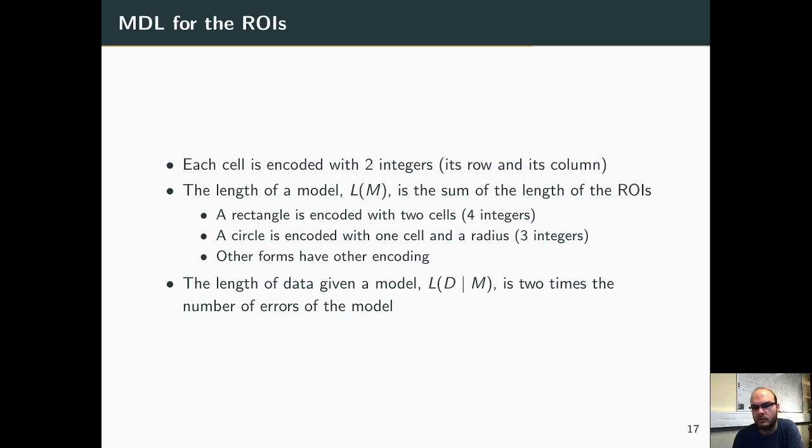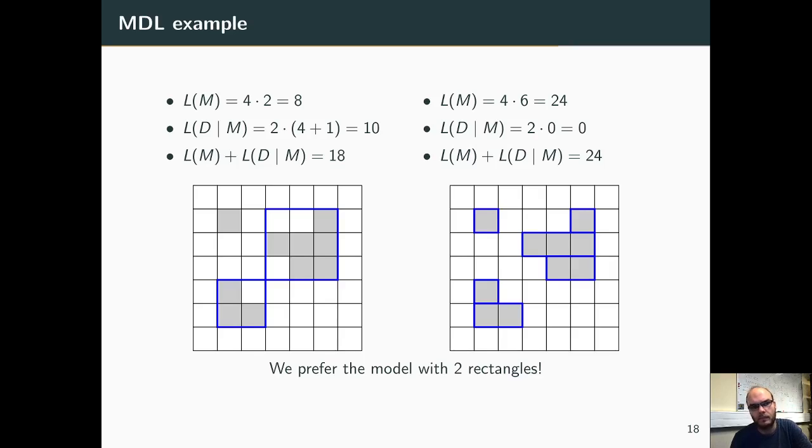So a rectangle needs 4 integers, and a circle needs only 3 integers. And the length of the data given the model is just the number of errors the model makes, times 2, because you need 2 integers per cell. If we take back the two previous models, we see that we prefer this model because its description length is lower than that model.